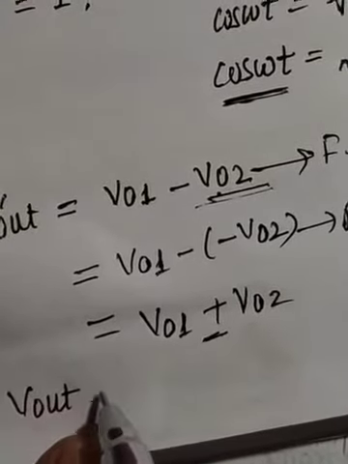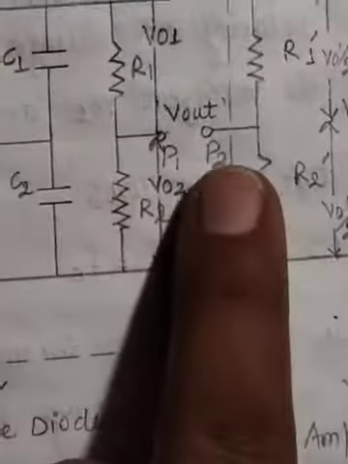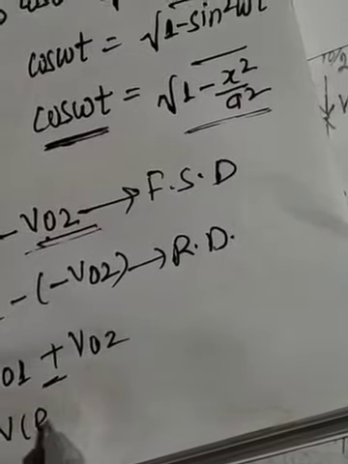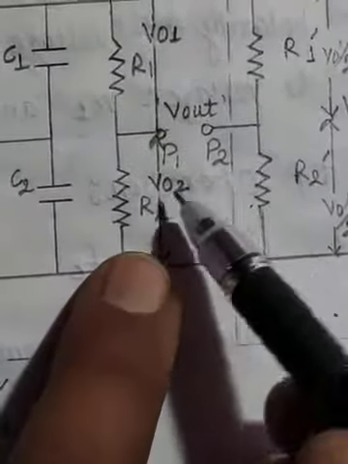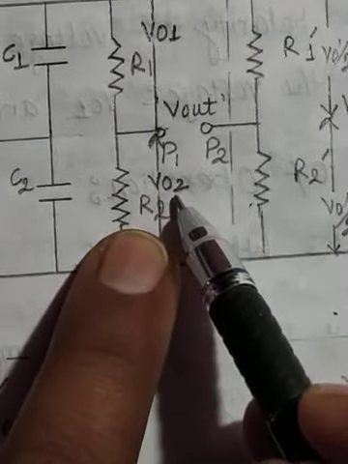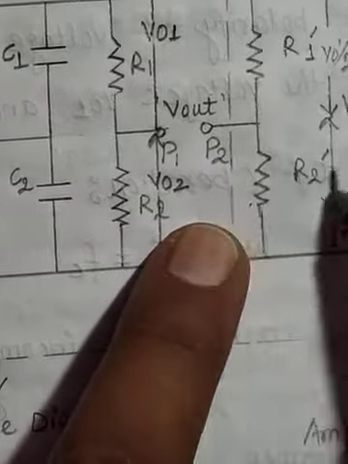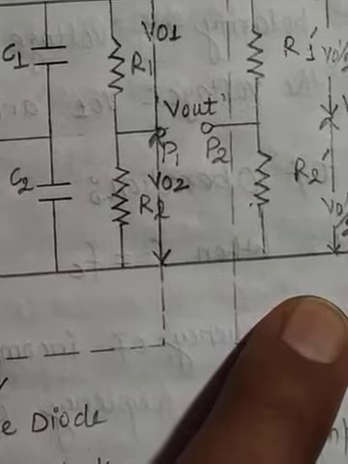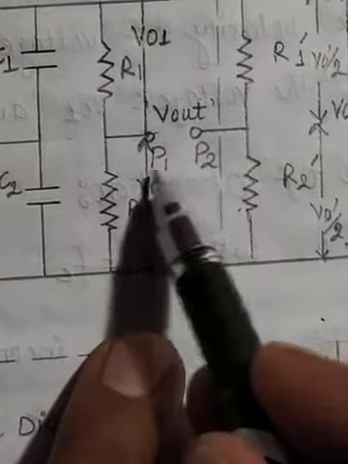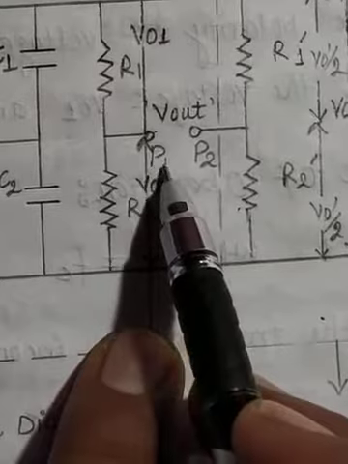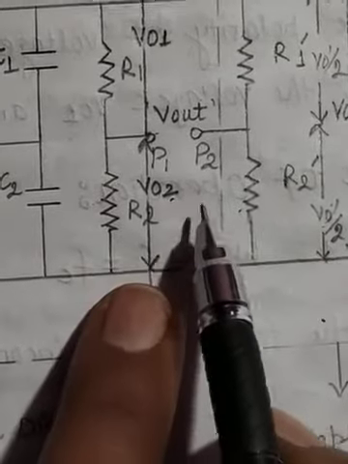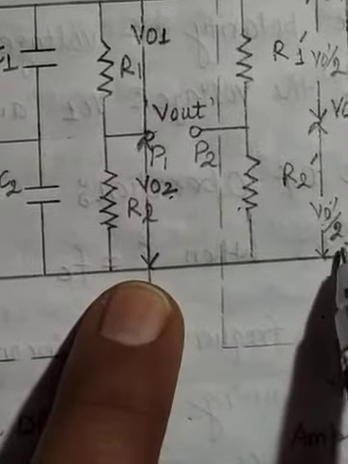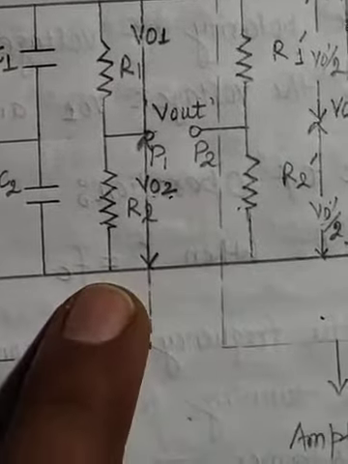So the net V out is equal to the voltage at P2 minus the voltage at P1. And what is V at P1? V at P1 is V02, and the voltage at P2 is V0 dash by 2. So in this loop, Vp2 is V0 dash by 2 and Vp1 is V02. So put these values here.